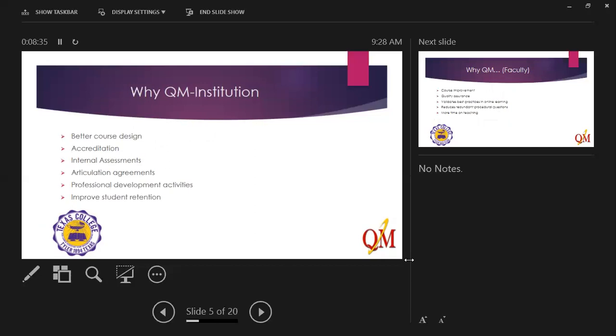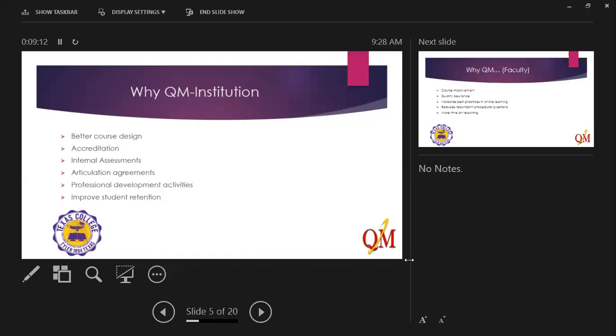So why should institutions or colleges opt to become a QM institution, opt to bear the logo? Why should Texas College become, or why has Texas College become, a Quality Matters institution? One, better course design. Any institution which is going to offer courses online should have courses designed following certain norms and best practices.